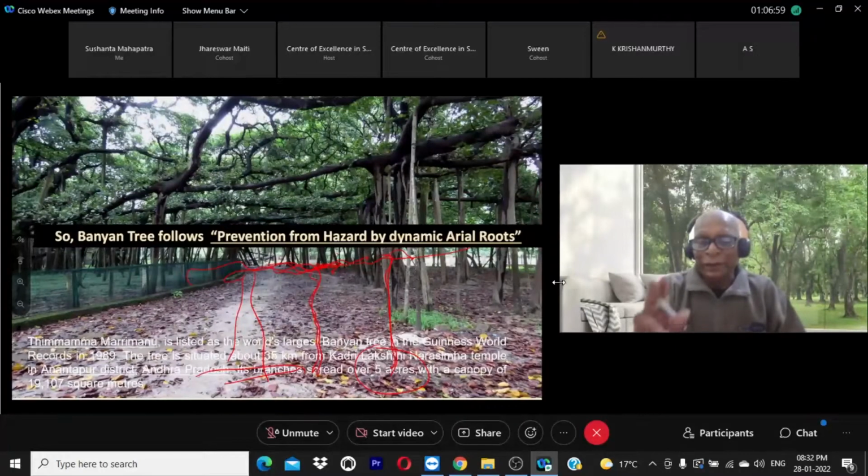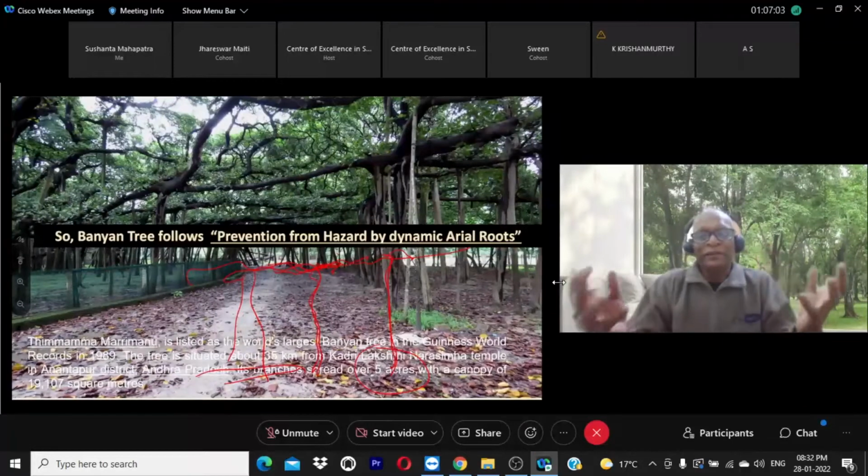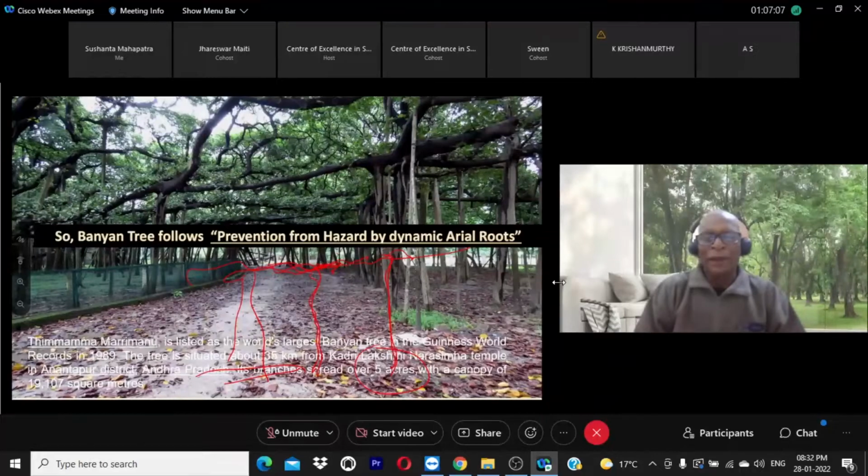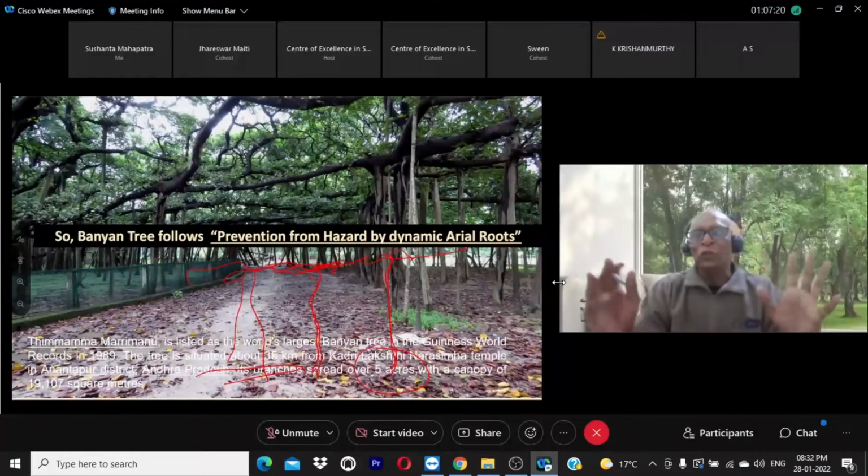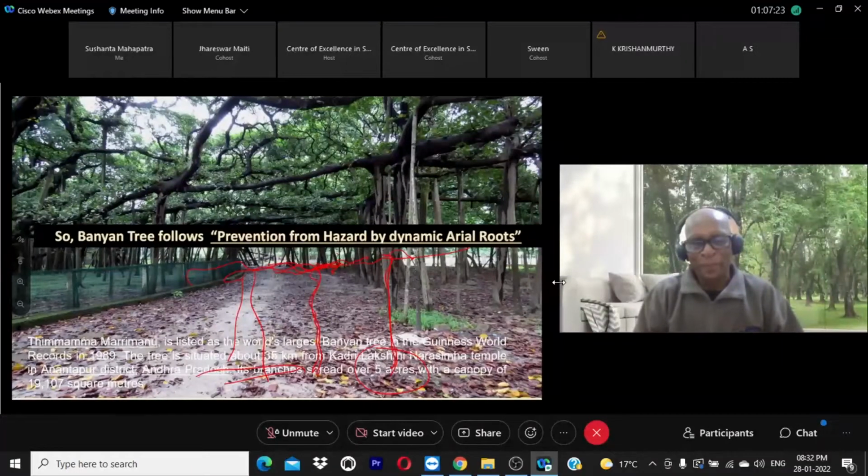The banyan tree helps us to think about the hazards which we have created by different means. Why can't we address them, if not like the banyan tree, from the design stage? This banyan tree is the only tree, as far as I know, that has this phenomenon.